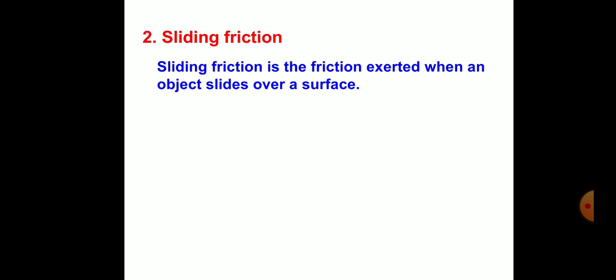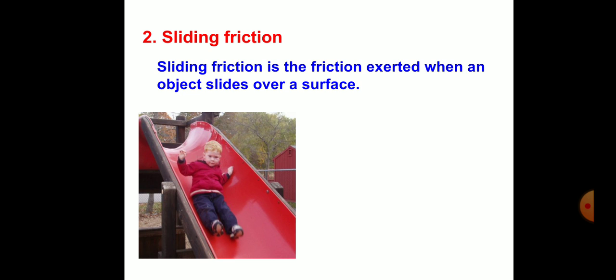I hope you all have understood. Static friction is the friction exerted on the object at rest, and sliding friction is the friction exerted on the moving object. So when the object slides over a surface, the friction exerted there is called sliding friction.